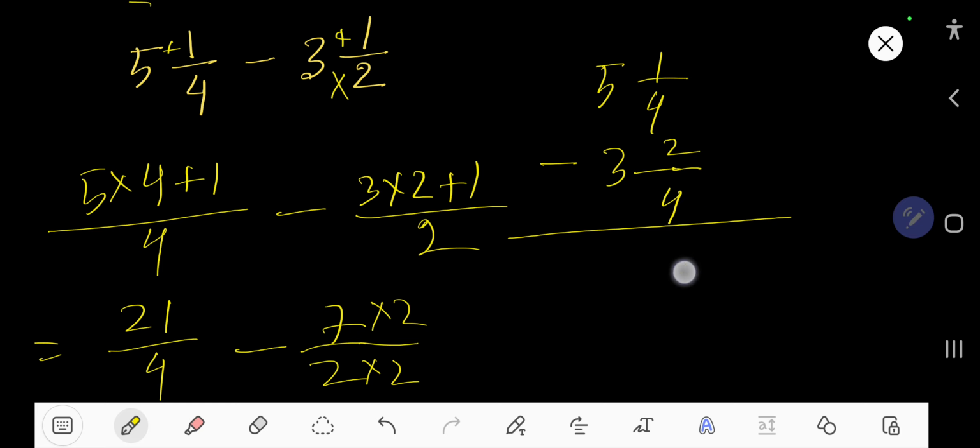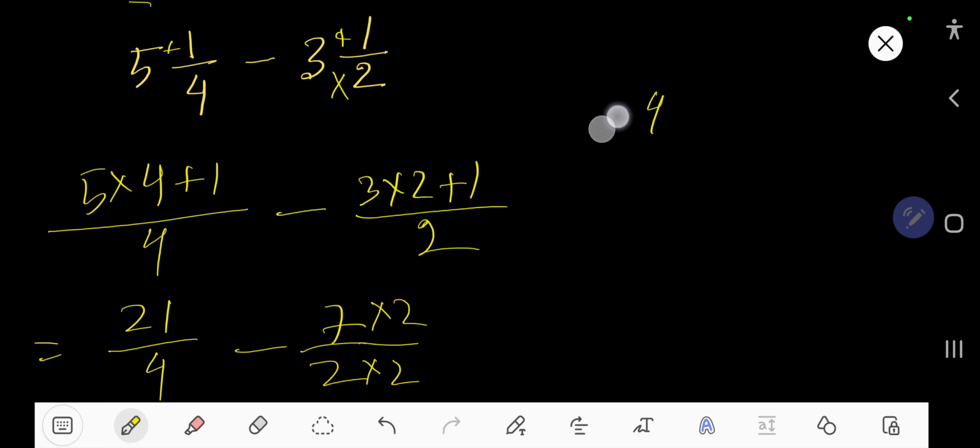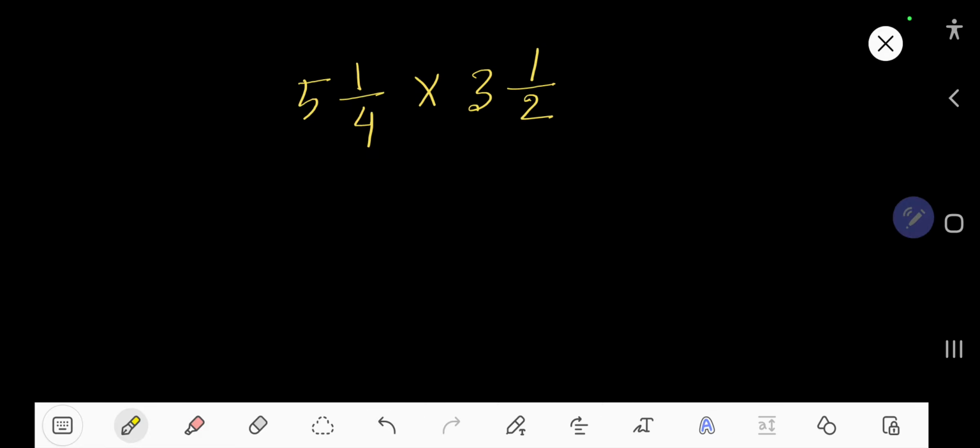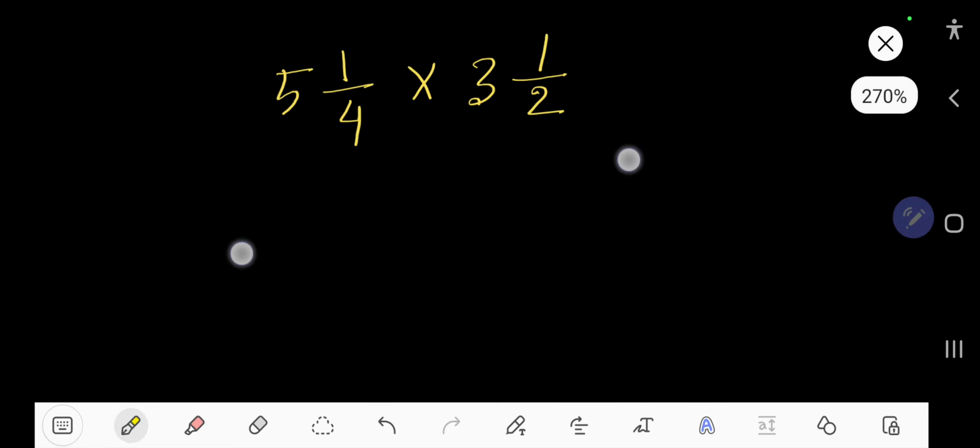4 is the similar denominator, right? And here look, here we have 1 and here we have 2, right? So this is causing a problem. So this method will not work for this problem. Okay, take another problem and try to do it that way.